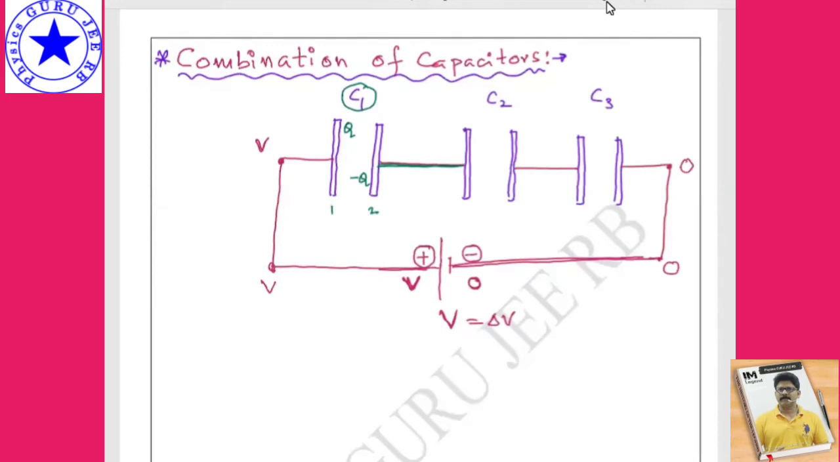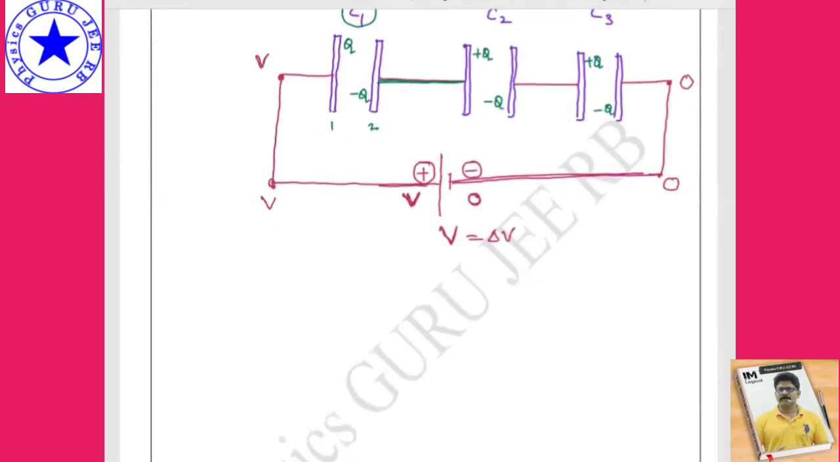Minus Q will be developed here, Q and minus Q. After that here plus Q again, and this is nothing but minus Q. Here it is plus Q and this is nothing but minus Q, like this. Plus Q, minus Q, plus Q, minus Q, plus Q, minus Q. Hope this is clear to all, right?